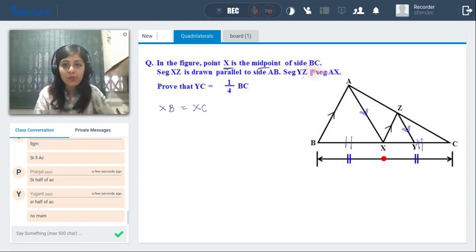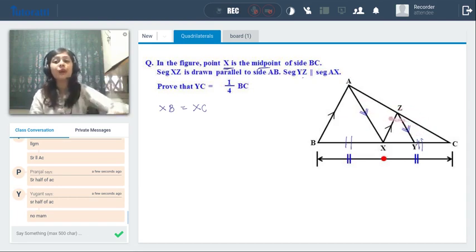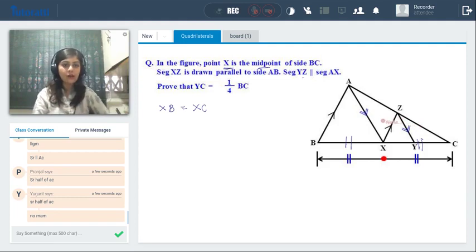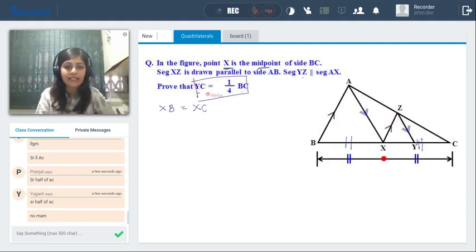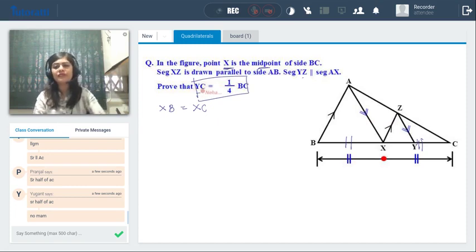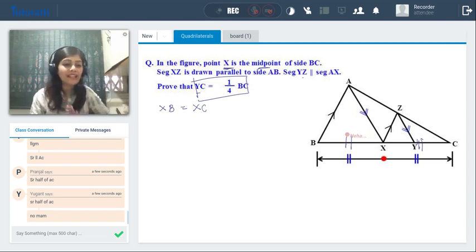Also, we have segment YZ parallel to AX. Look at YZ and AX. They have the same down arrows. That shows that YZ is parallel to AX. Now, prove that YC is 1/4 of BC. Now, students, we have no theorem in which we directly get the result as 1/4 of a side. So we will leave this for some time and we will focus on what is given to us.